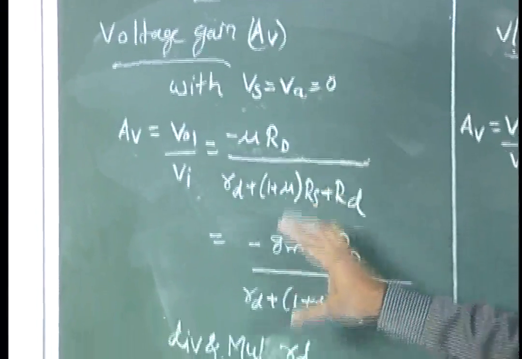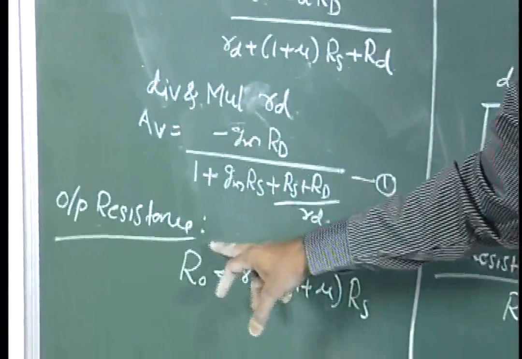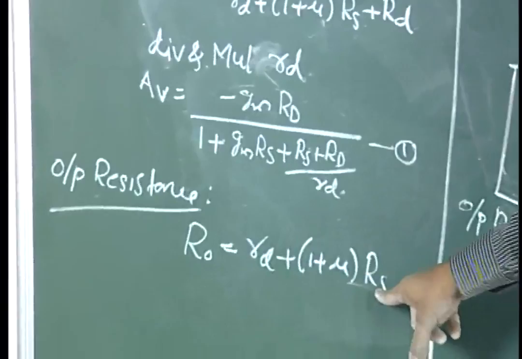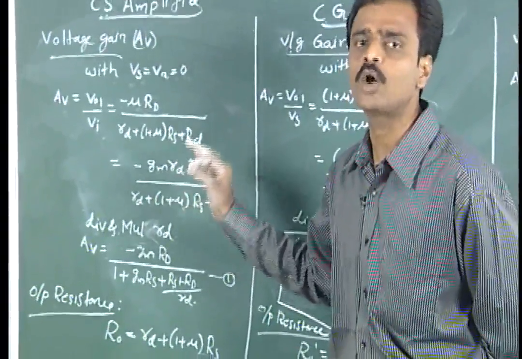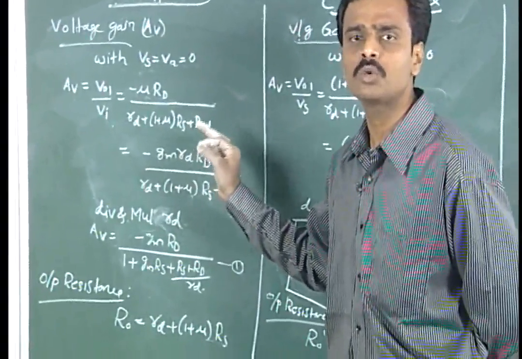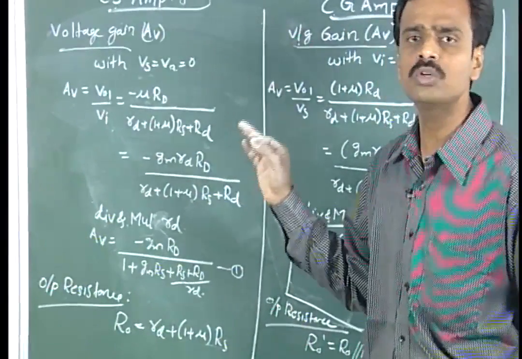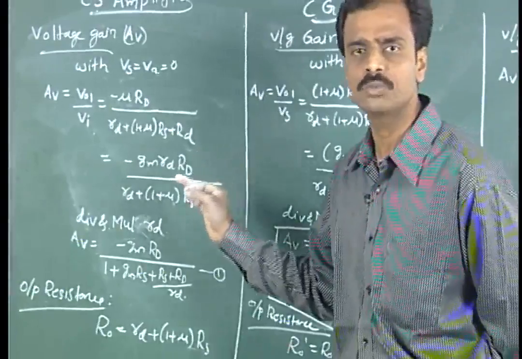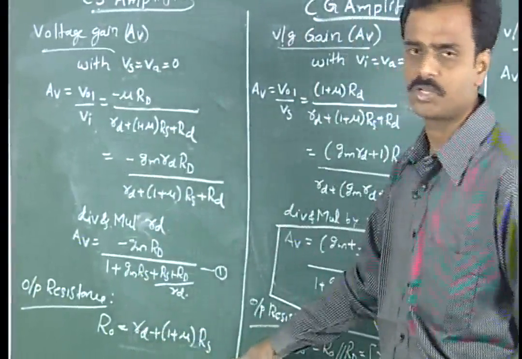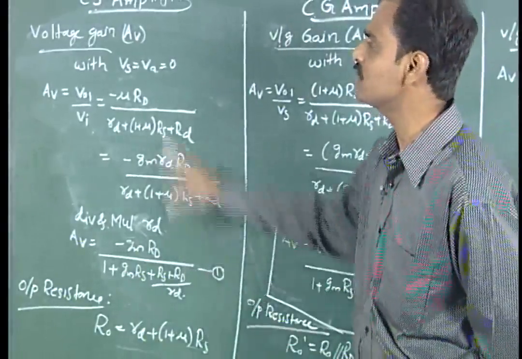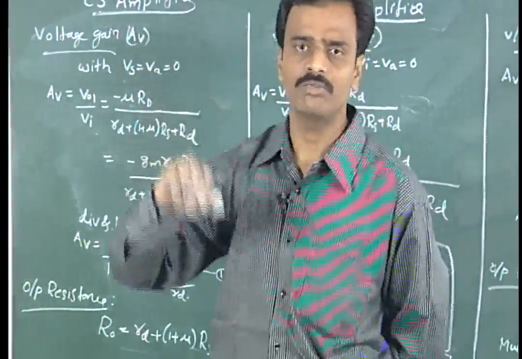Next, in a similar fashion we can calculate the output resistance by using this expression, when these two voltages are equal to 0, when the input is applied at Vi and the output is collected at V01, then whatever the output impedance or output resistance is obtained. So for the case of common source amplifier it is obtained by this expression. So these are the parameters regarding the common source amplifier.